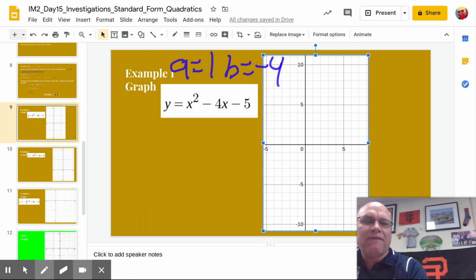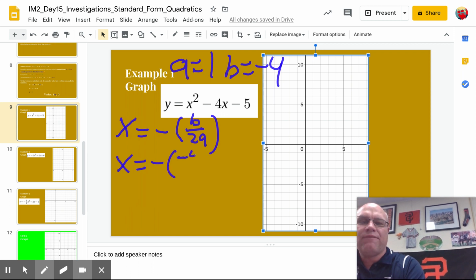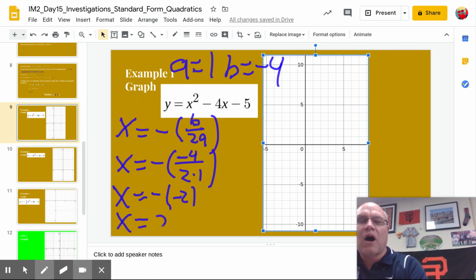So now our formula to find the axis of symmetry is x equals opposite of b over 2a. All right, so now we substitute the b and the a into that formula. x equals opposite of -4 divided by 2 times 1. So then we're going to get x equals opposite of -2. So then our axis of symmetry is going to be x equals +2.